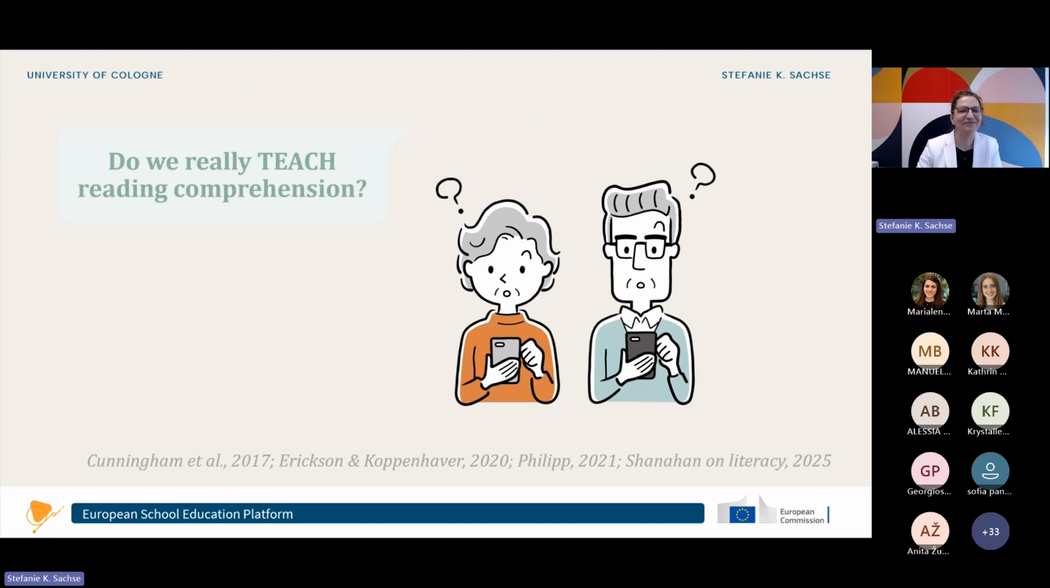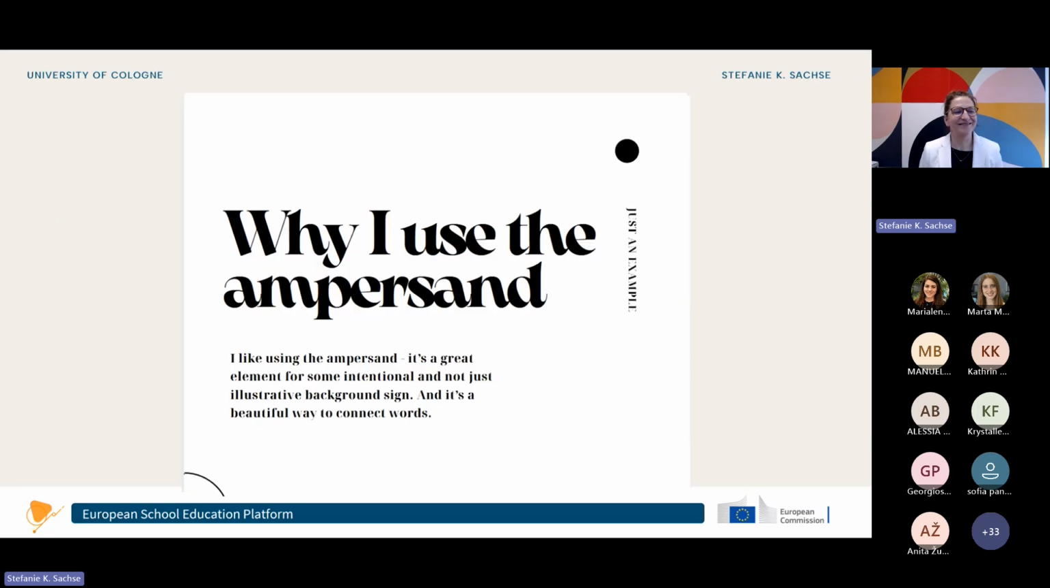One more example here. I have a teeny tiny text for you. If you read it yourself, I might support you do silent reading comprehension. My question is here, what's an ampersand? Why I use the ampersand? I like using the ampersand. It's a great element for some intentional and not just illustrative background sign. And it's a beautiful way to connect words.